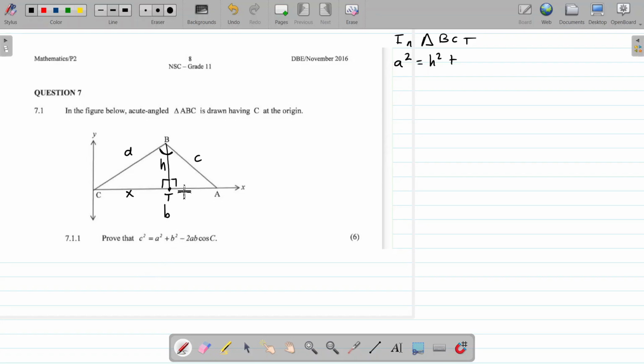And then this one over here, I'm going to call it b minus x, because remember the entirety of this is b, right? From C all the way to A is b. So if from C to T is x, it means that from T to A would be b minus x. Right? So implying that in this triangle BCT, I'm going to have a as my hypotenuse, which is a squared, then h squared, then plus x squared. That's Pythagoras.